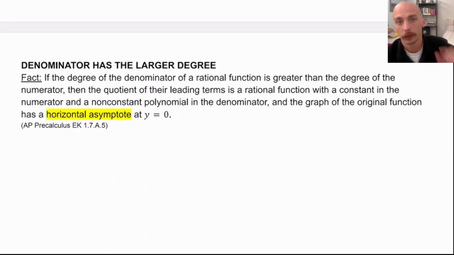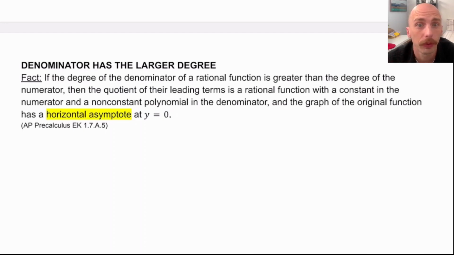And now we're going to go back to the situation where the denominator has the larger degree, which is kind of where we started. So if the degree of the denominator of a rational function is greater than the degree of its numerator, then the quotient of their leading terms is a rational function with a constant in the numerator and a non-constant polynomial in the denominator. Okay, which is exactly what we're talking about.